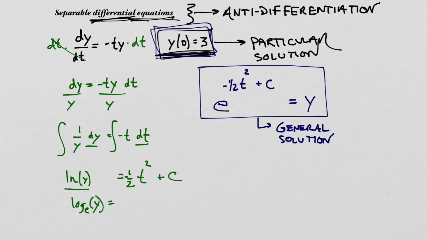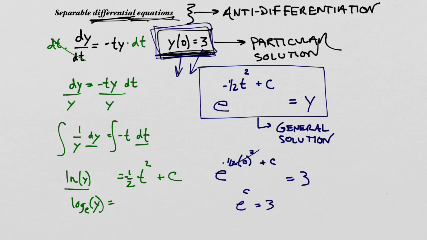What I know is that when the input is 0, the output is 3. In this equation, t is my input, so I can plug in 0 for t, plug in 3 for y, and get this. And then this becomes solvable. That's all 0, so I just end up with e to the power of c is equal to 3.